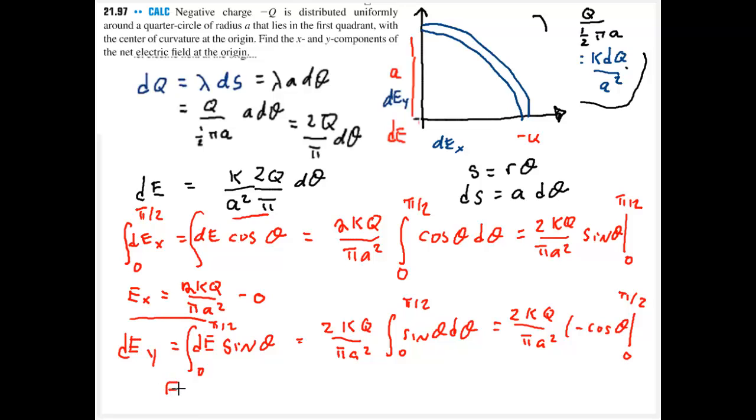So lastly, we can write Ey is going to be equal to cosine of pi over 2, which is 0, and then minus 2kq divided by pi a squared. Cosine of 0 is 1, so we have a negative 1 right there. The negatives are going to cancel out. We're going to end up with a positive 2kq divided by pi a squared. Symmetry would tell you that you would expect Ex and Ey to be the same, and they are.